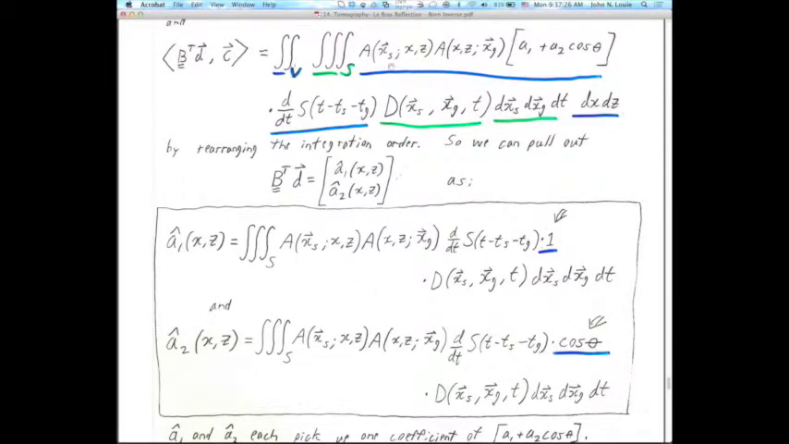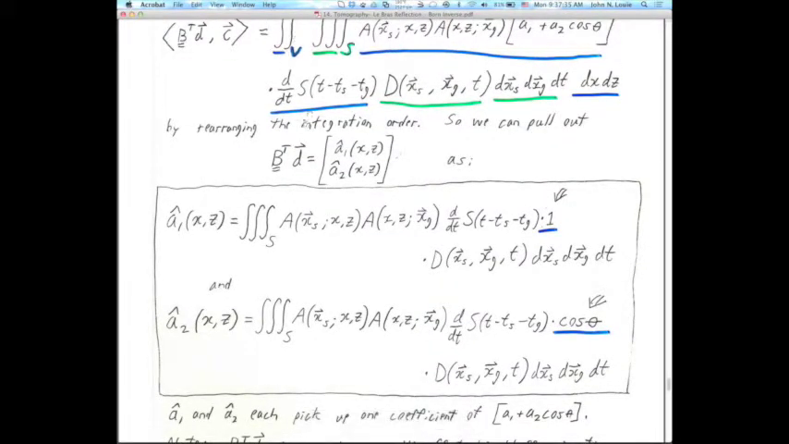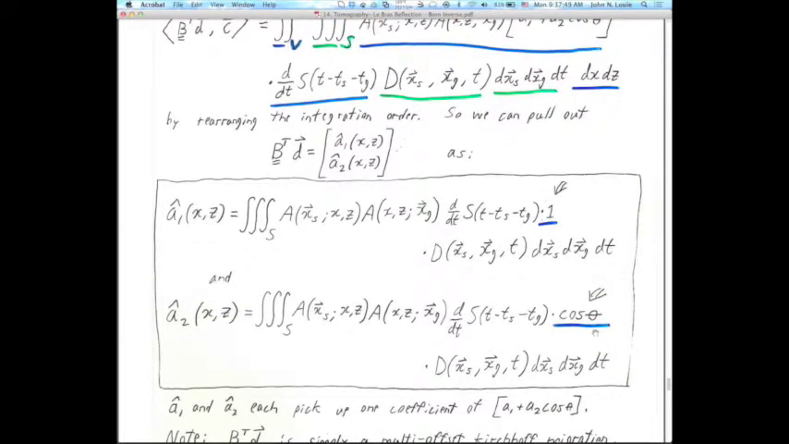Now quickly, same deal to extract A2, or an estimate of A2. We don't have to integrate over V, the entire model space, and instead of a factor of one, that cosine theta is still sitting out there, and we have to leave that in too. That's the only thing that distinguishes getting A1 from getting A2. Otherwise they're exactly the same. We're cross-correlating the data against the advanced source wavelet, the time derivative of that, and then we have these amplitude factors.